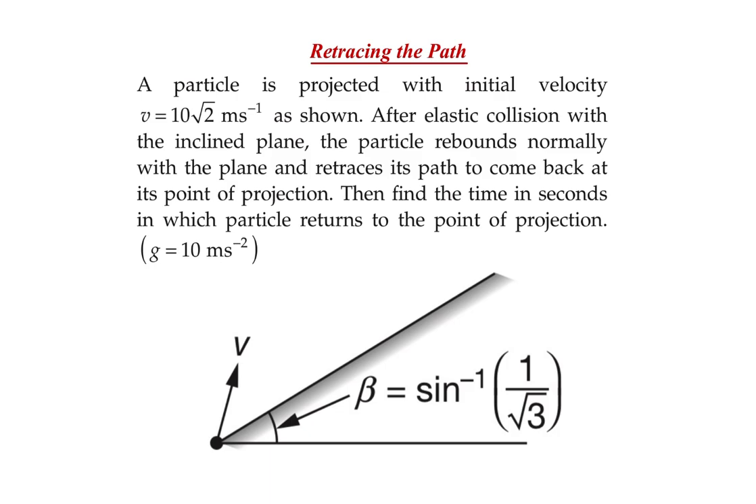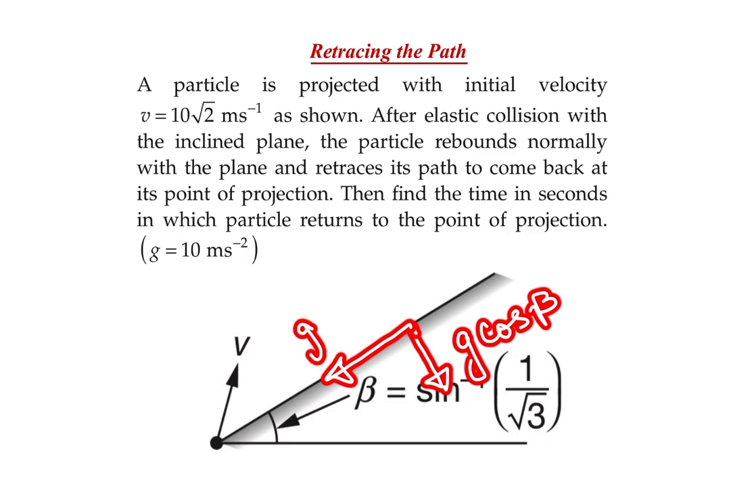In this kind of problem, we apply equation of motion along the incline and perpendicular to incline. Perpendicular to incline, there is an acceleration, the component of gravity, which comes out to be g cos beta, and along the incline, we get a component down the incline, and this is g sin beta.